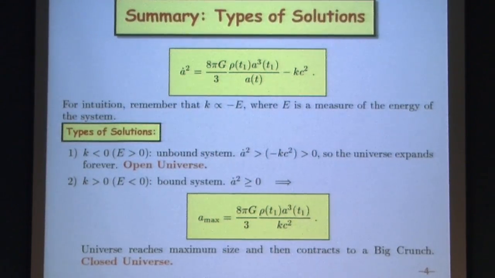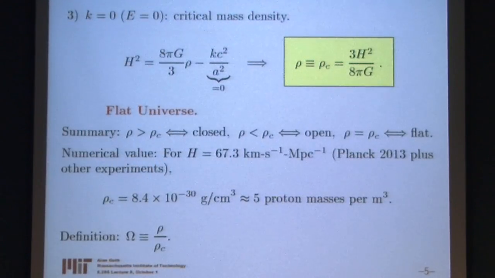OK, then finally, we've now considered k less than 0 and k greater than 0. The remaining case is k equals 0. And that's called the critical mass density, or a critical universe. And we can figure out what it means in terms of the mass density. This, again, is our Friedmann equation. If k is 0, this last term is absent. So we just have a relationship between rho and h, the Hubble expansion rate.